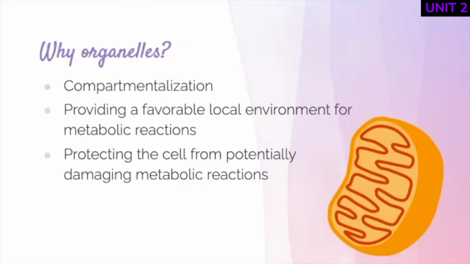For example, along the cristae, the folds of the mitochondria. And it could also protect different parts of the cell from potentially damaging metabolic reactions, when the pH or byproducts of reaction end up being dangerous for the rest of the cell. So how did we get organelles?